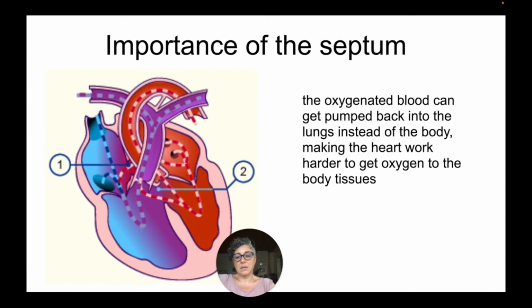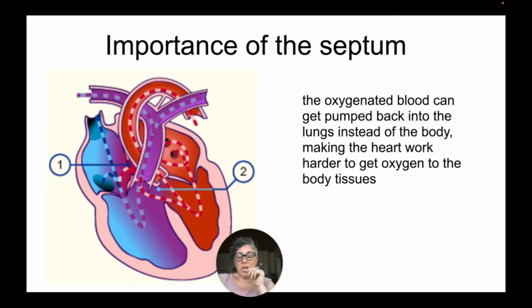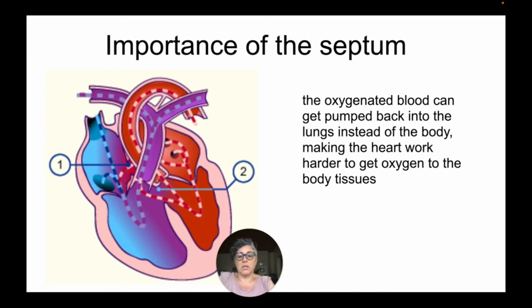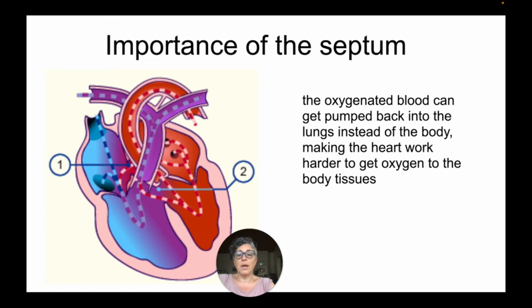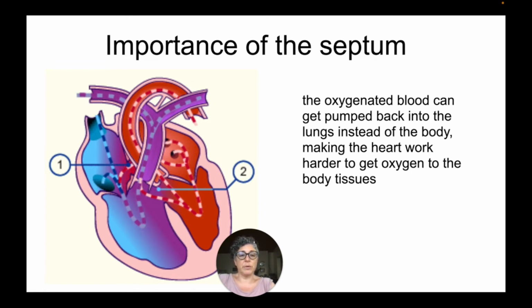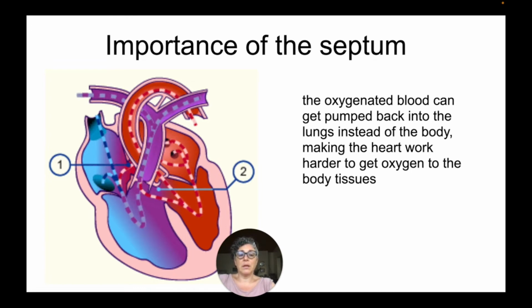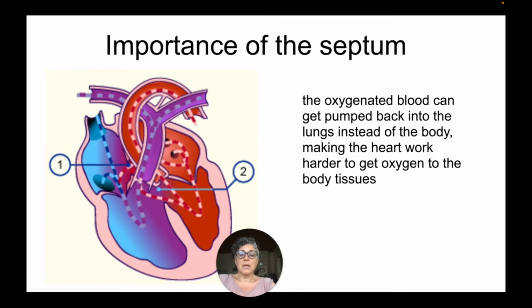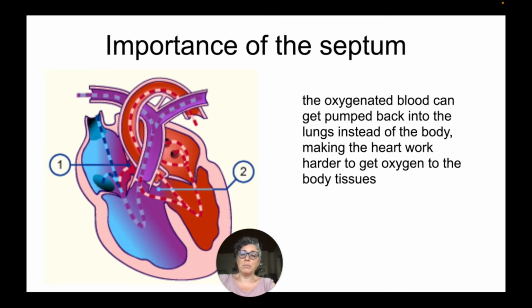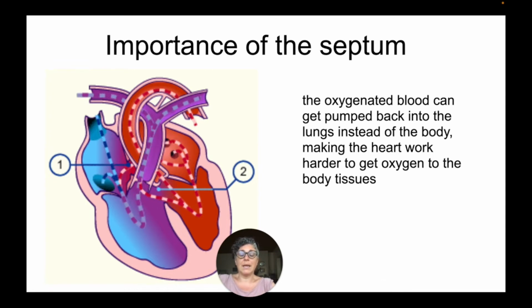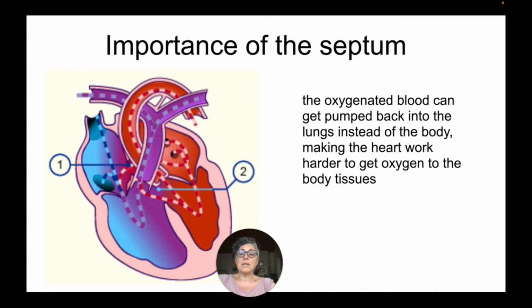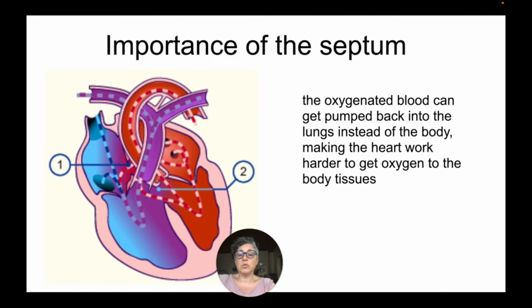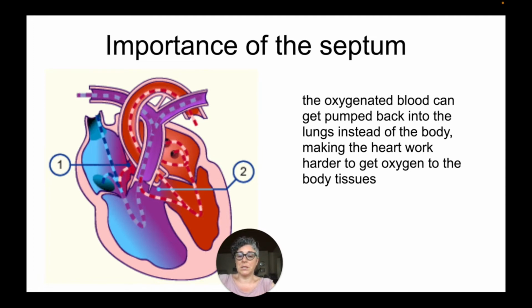So why is this important? Well, let's just take a look at this reptilian heart here and look at how the blood is flowing through and mixing to a certain degree. The oxygenated blood, instead of getting all of it getting pumped to the body, can get pumped back into the lungs. And that's going to make the heart work harder to get oxygen to body tissues.